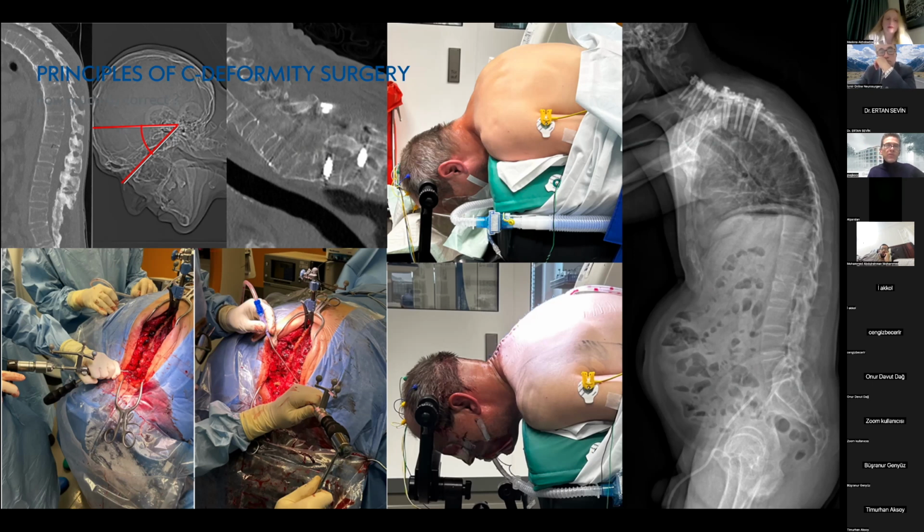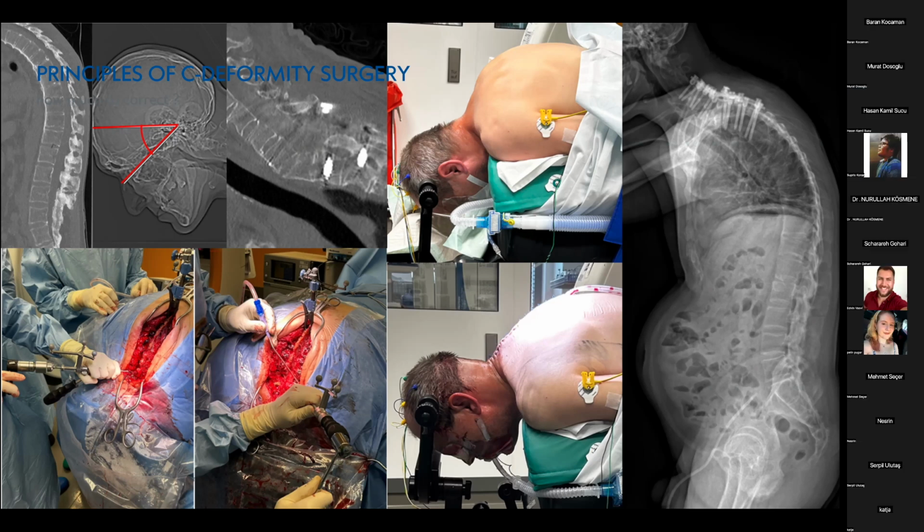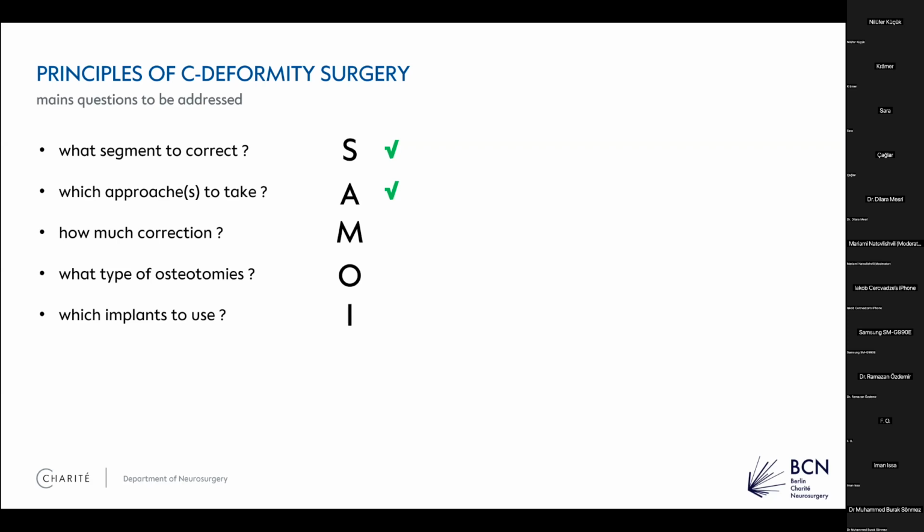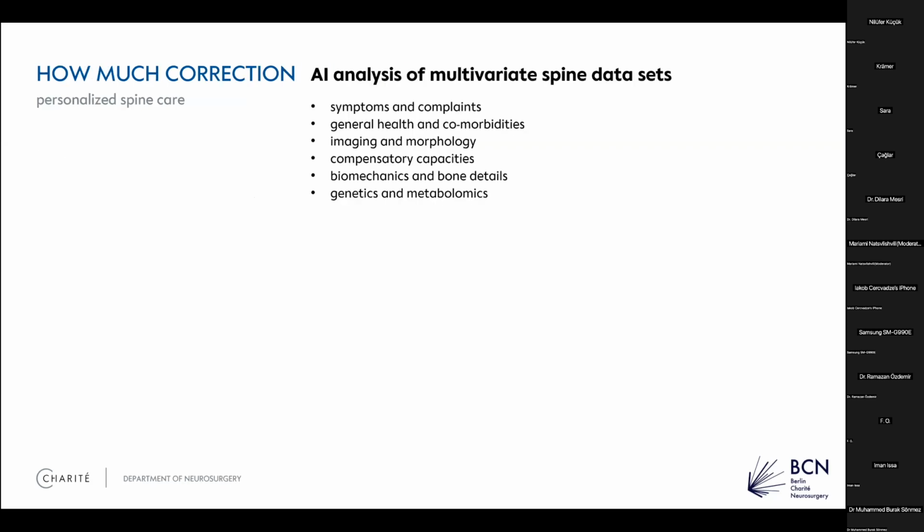So it really depends on what segments are fused and what segments you are aiming to correct. So this is the approach. How much correction do you need? The magnitude of the correction.